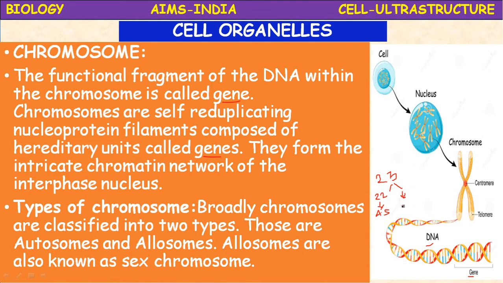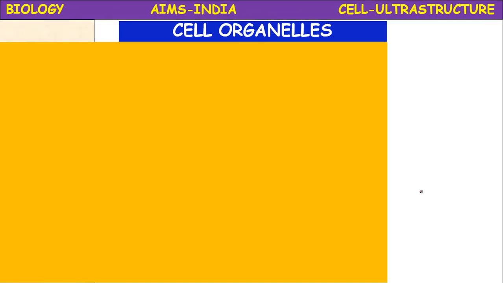allosomes. Allosomes are also called sex chromosomes. They are represented by the letters X and Y, so the X chromosome and Y chromosome. These are called allosomes. Children, the chromosomes are broadly classified into two types: autosomes and allosomes. Autosomes are vegetative in function, allosomes are reproductive in function.